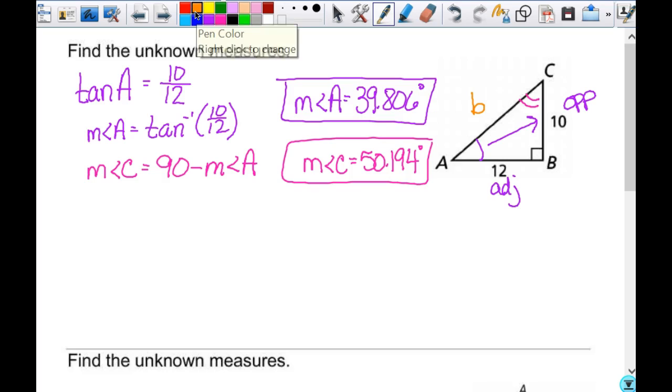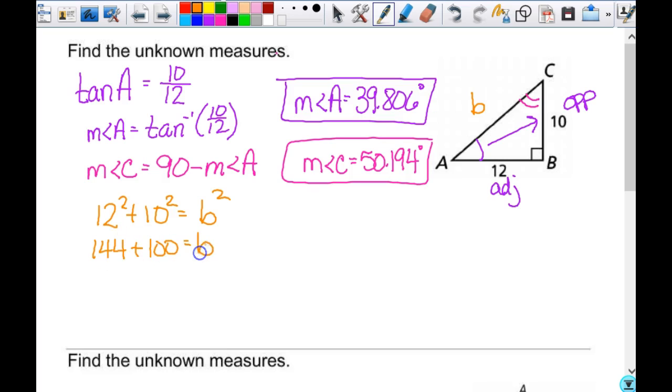So now my missing side is technically my C in my Pythagorean theorem, but it's B here. Okay, that's going to happen, so you got to make sure that Pythagorean theorem isn't going to blow your mind or anything. So we get 12 squared plus 10 squared equals B squared. So 144 plus 100 equals B squared. So B squared equals 244.